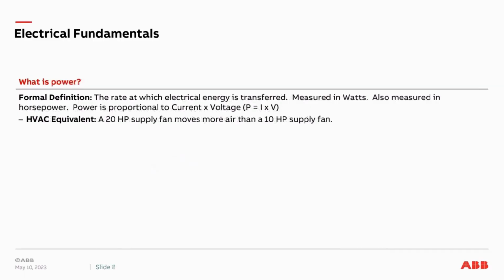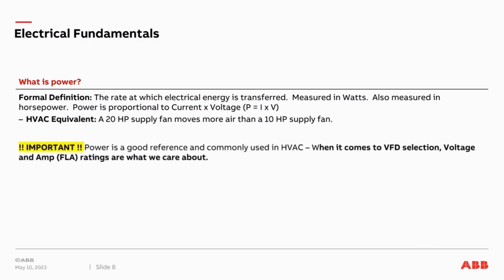What is power? The formal definition of power is the rate at which electrical energy is transferred. It's measured in watts. It's also measured in horsepower. Power is proportional to current times voltage. The HVAC equivalent would be saying a 20 horsepower supply fan moves more air than a 10 horsepower supply fan because it's a larger horsepower. So it's important to understand power is a good reference and commonly used in HVAC, but when it comes to VFD selection, voltage and amps are very important too.